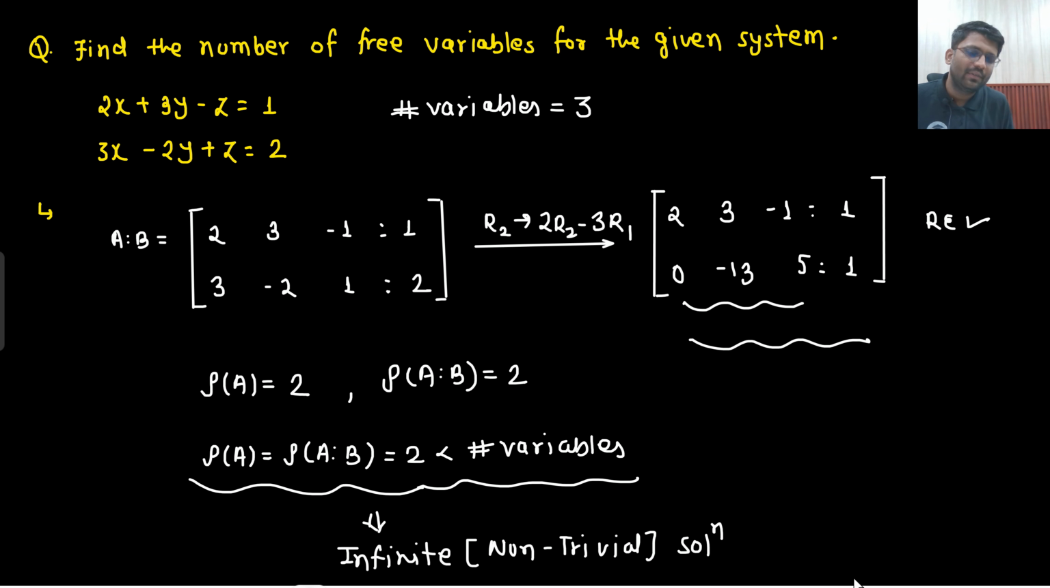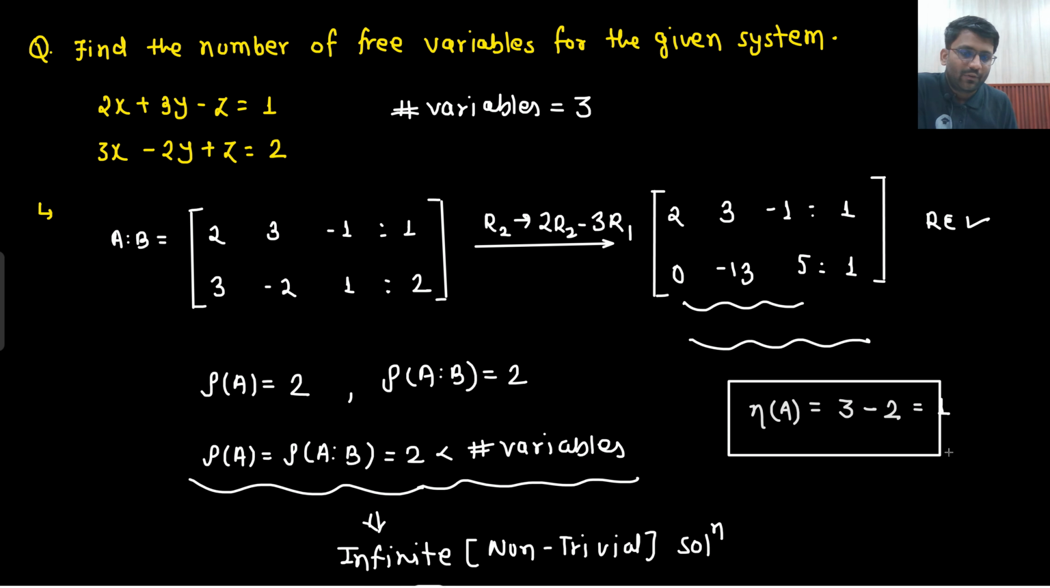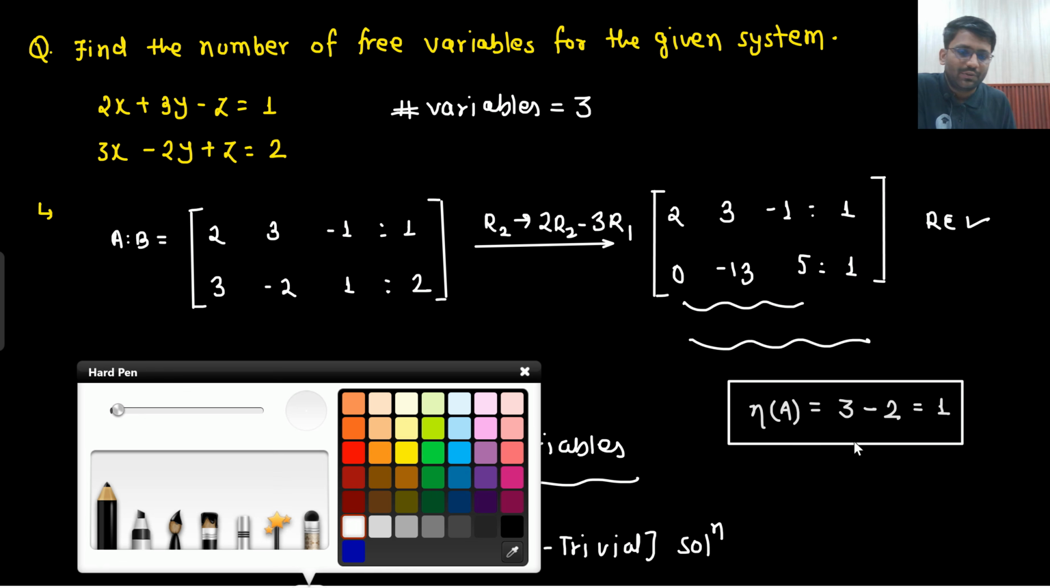And let me know the number of free variables. How many free variables would there be? Sir, I need to find out the nullity of A. Nullity of A would represent the number of free variables. The number of variables is 3 minus the rank. Rank is 2. That is 1. So this is the number of free variables, or the number of independent solutions.